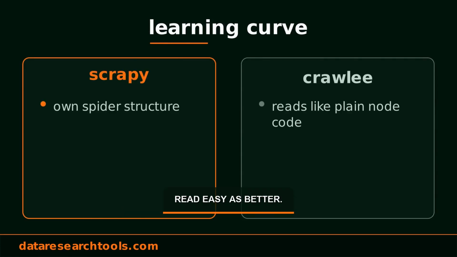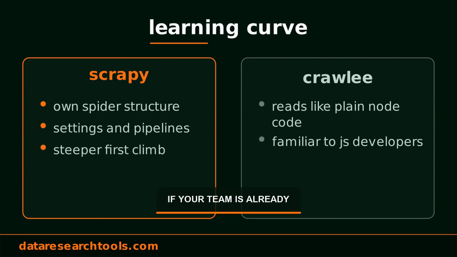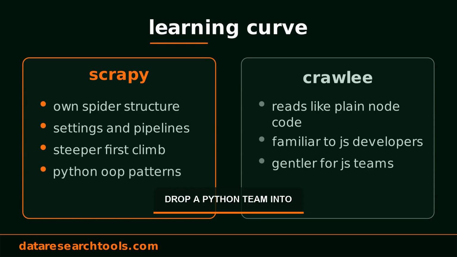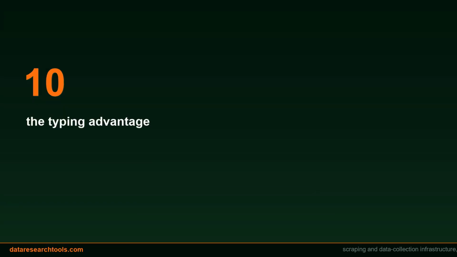But do not read easy as better. The gentler curve helps only if your team is already fluent in Node. Drop a Python team into Crawlee, and that advantage evaporates fast.